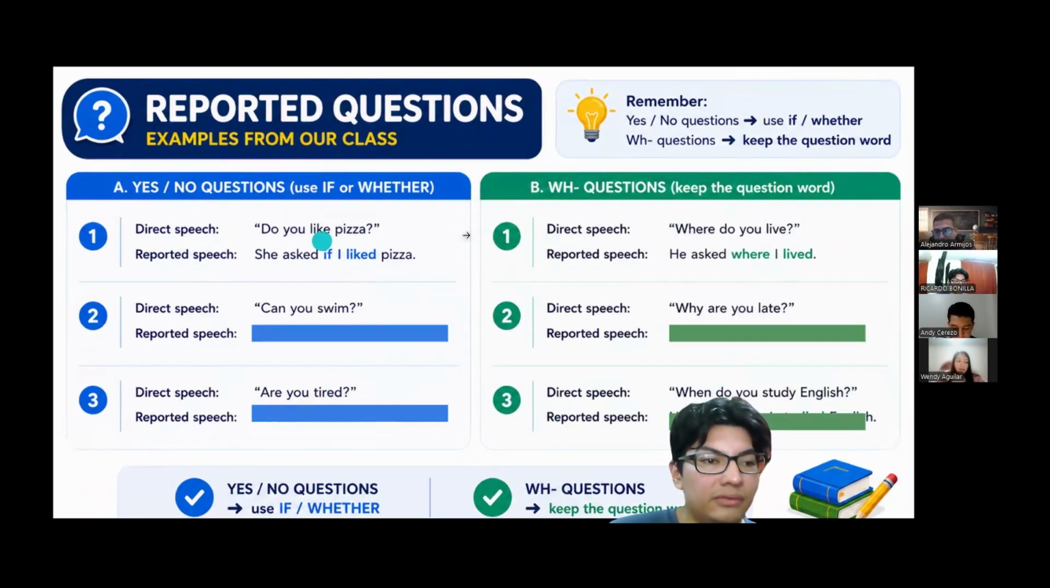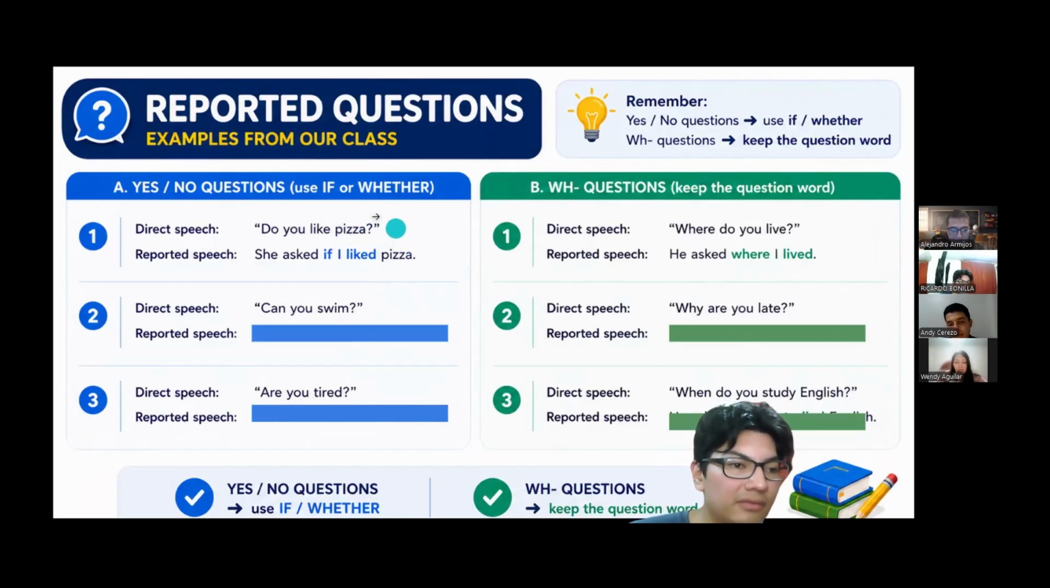Let's compare. Do you like pizza? is direct speech. She asked if I liked pizza is reported speech. What is the most important change in this subject, Wendy? Can you repeat, please, teacher? The most important change in this subject? Yes, if I liked, yes, is very good.